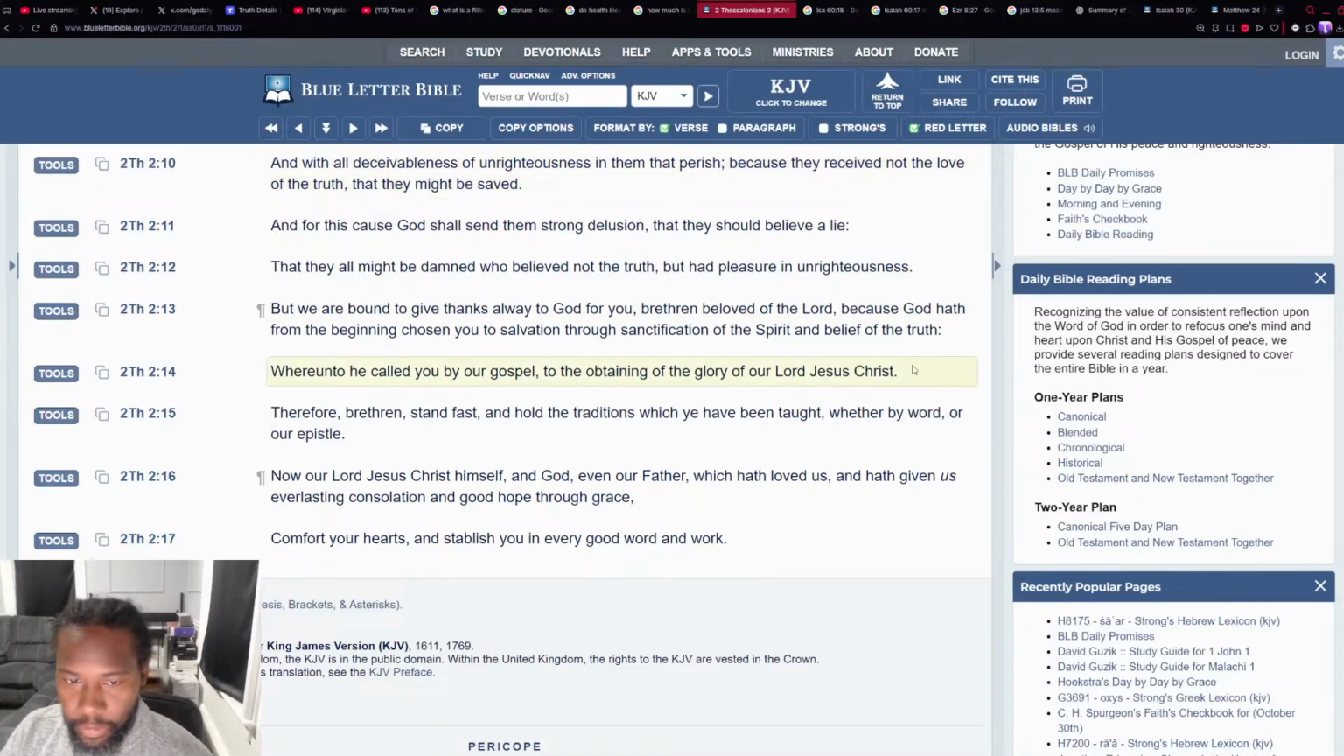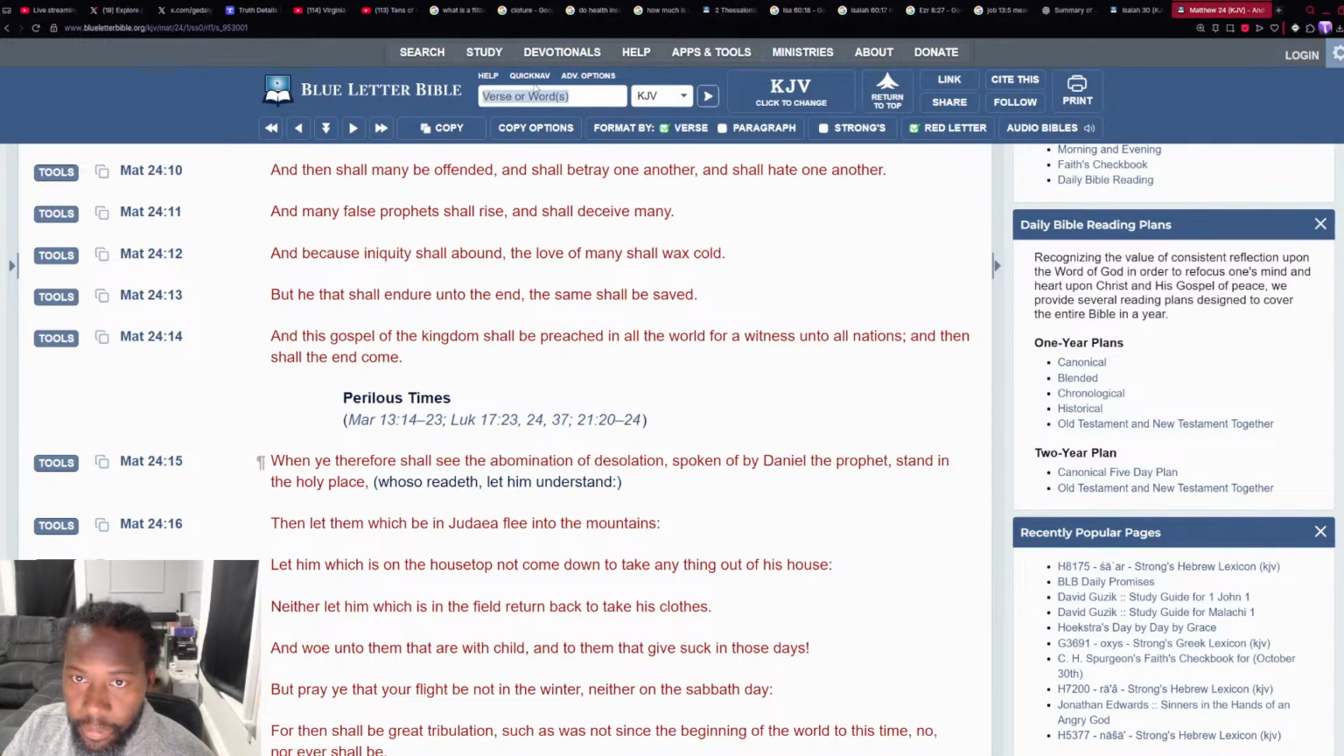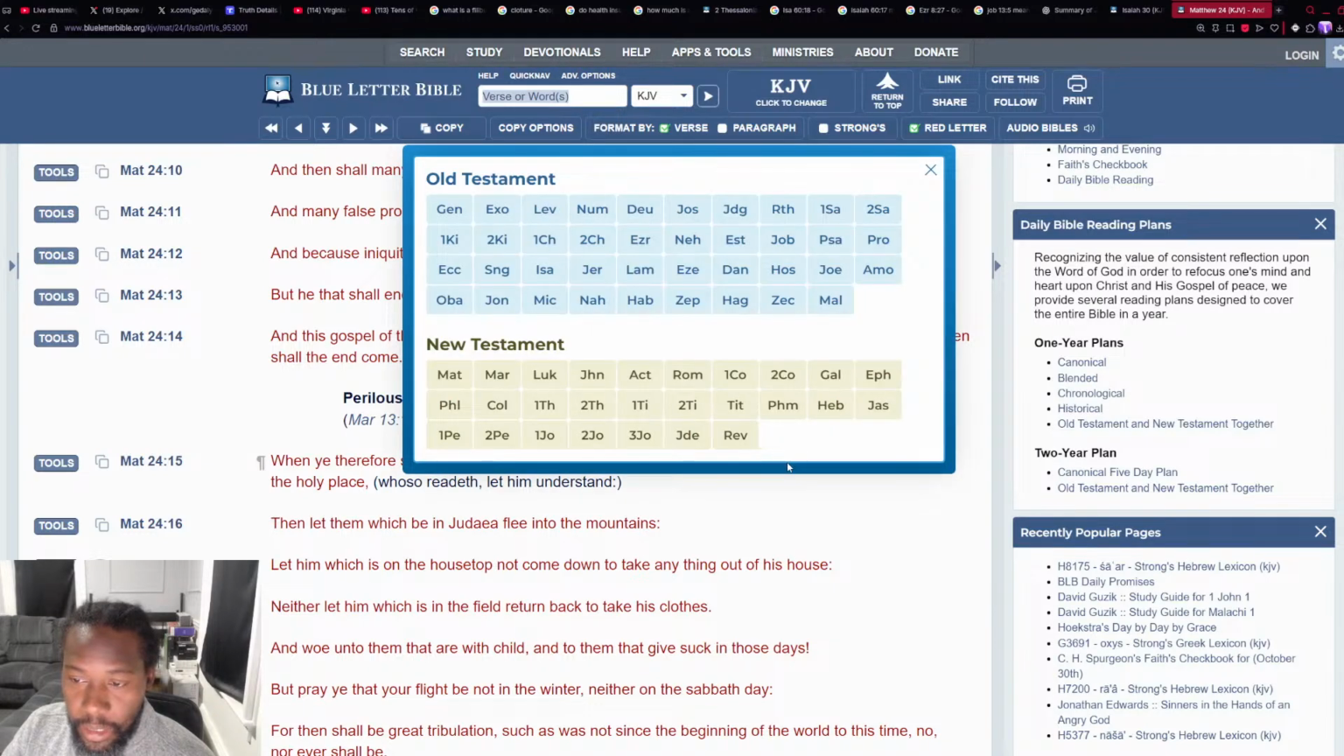He's pushing. Therefore, brethren, 2 Thessalonians 2, verse 15, stand fast and hold the traditions which ye have been taught, whether by word or our epistle. So you gotta hold on to this word. Now our Lord Yahweh Shah Mashiach himself and God, even our Father, which have loved us and have given us everlasting consolation and good hope through grace, which is a gift, Ephesians 2:8. Grab it. He gave us it through grace, Ephesians 2, verse 8.